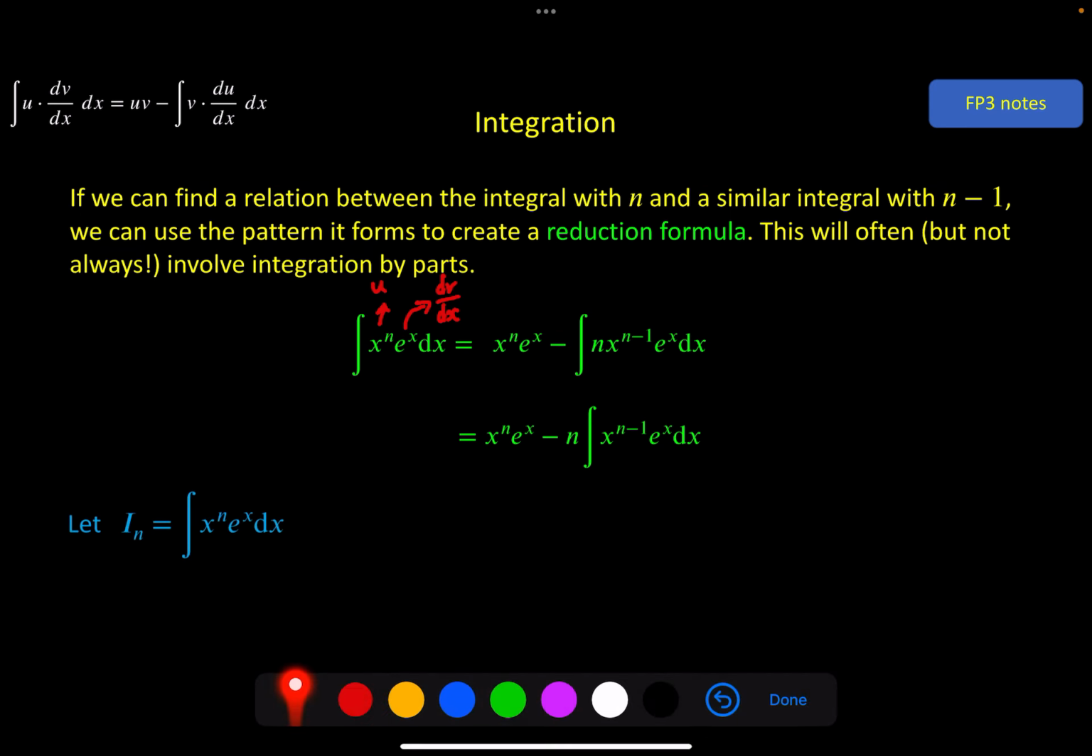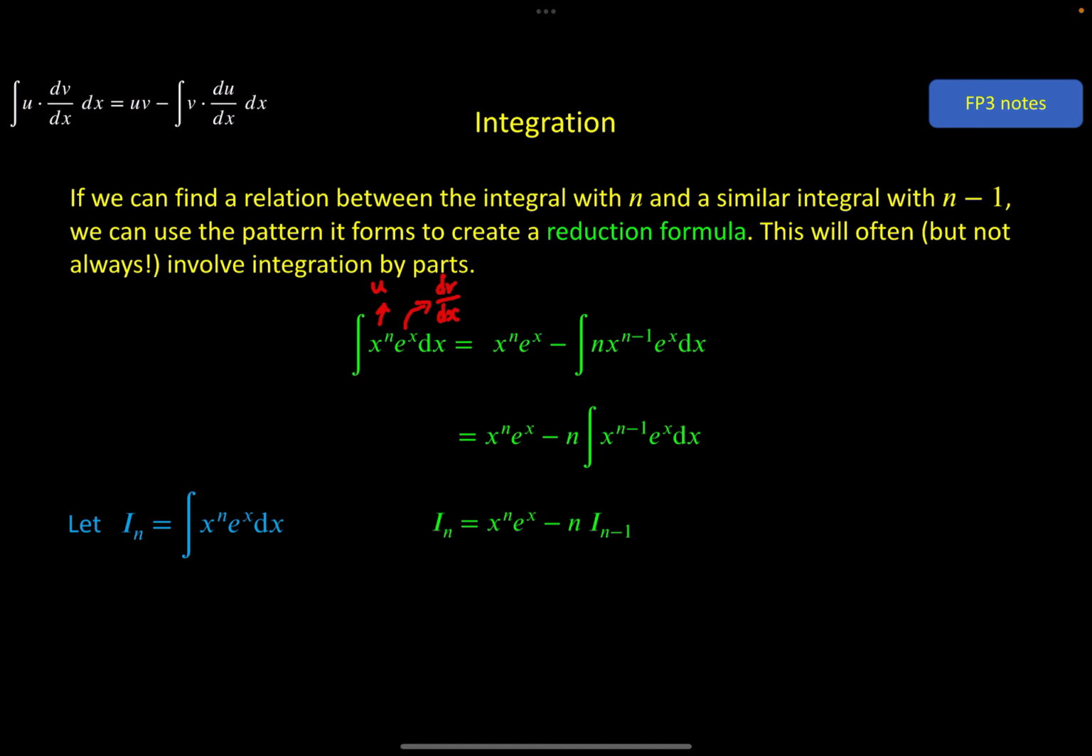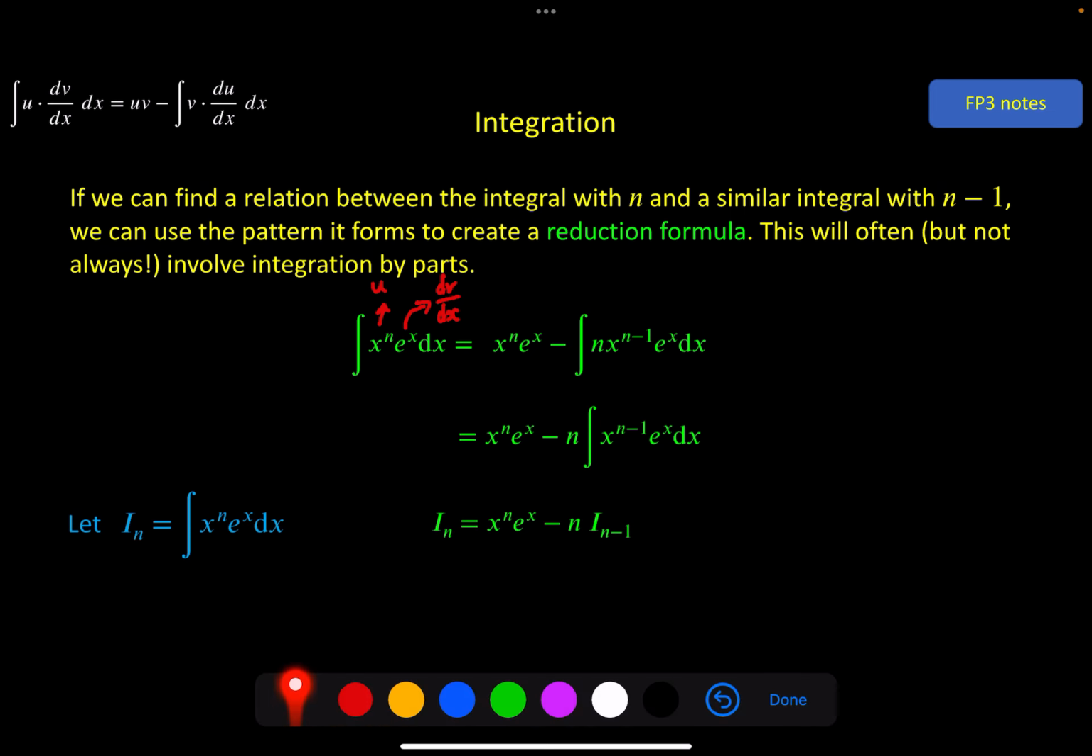And if we use some notation here, if we say the original integral with the power n is I n, I for integral, then this integral here is the same thing, but with n minus 1. So I can write this as I n is equal to part of the integration here, x to the n, e to the x, minus n times the same general format, but with an n minus 1 instead of an n. And then I can do this process as many times as I like. And I'll show you what I mean by that on the next slide.